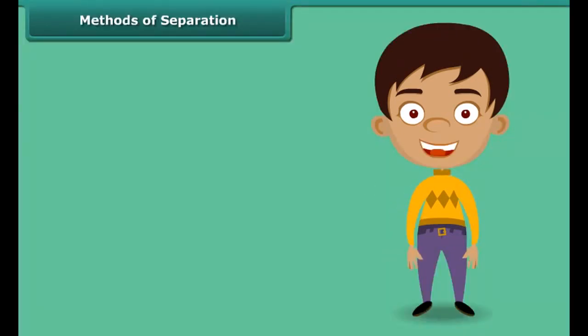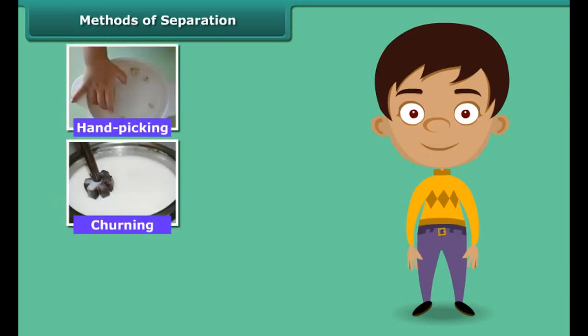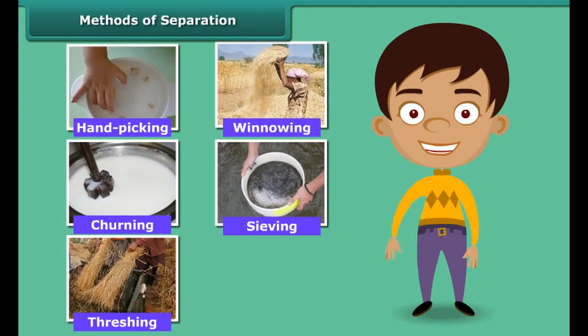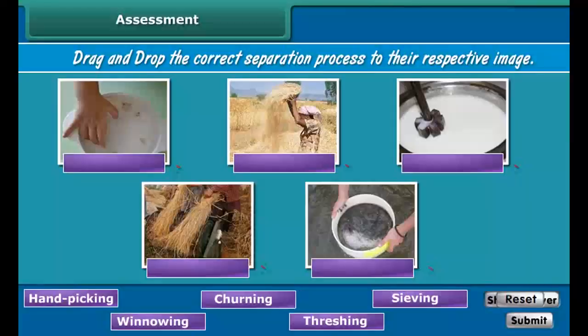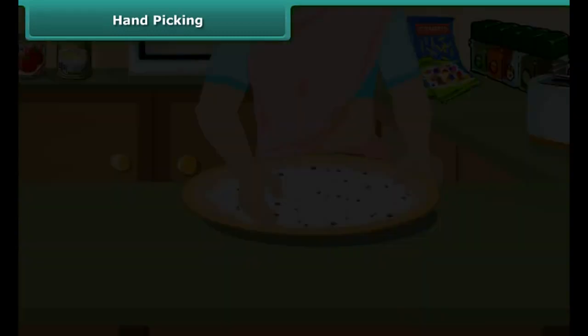You sure would have some idea about the methods of separation. In fact, you would have used some of these methods in your day-to-day life. Let us list some methods commonly used to separate the components of a mixture. Hand-picking, churning, threshing, winnowing, sieving. The basis for choosing a method of separation depends upon the physical properties of components. Drag and drop the correct separation process to their respective image. You need to match the separation process with the relevant images of separation.